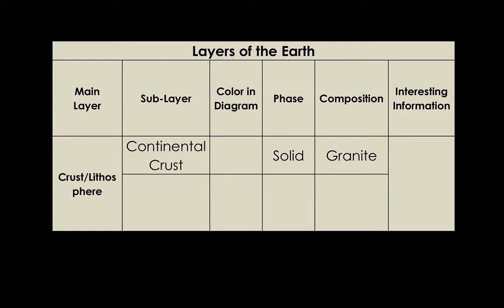Now, in the column that says color in the diagram, I'm going to be using some colors here on my notes. You can use the same colors I did. You can choose something different. You're going to use colored pencils. Please use that instead of markers. And what you're going to do is choose a color to represent the continental crust. And then whatever color you've chosen, color in this box with that color because it's going to correspond to your diagram. Okay?